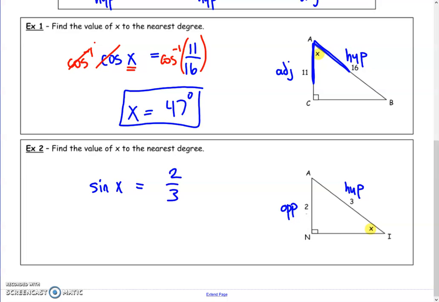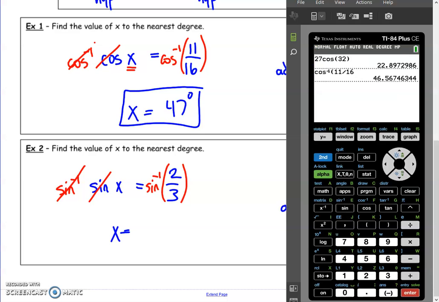Now, once you understand this solution process, it's pretty simple. You do the same thing every single time. You just take the inverse of whatever trig function you have. And in this case, the inverse sine and the sine cancel and just leave us an x.